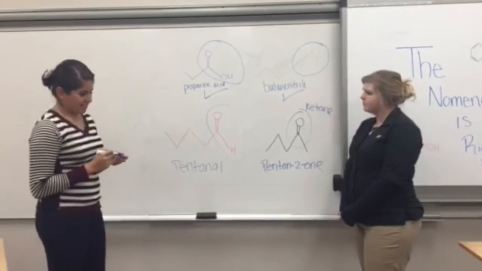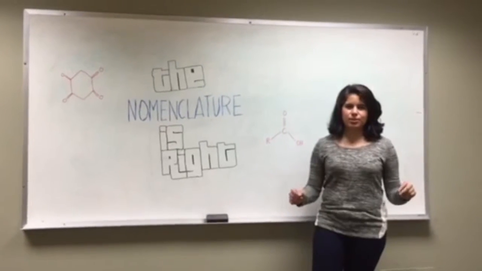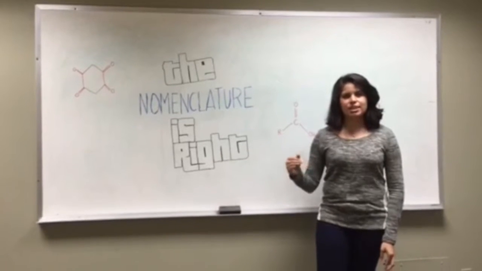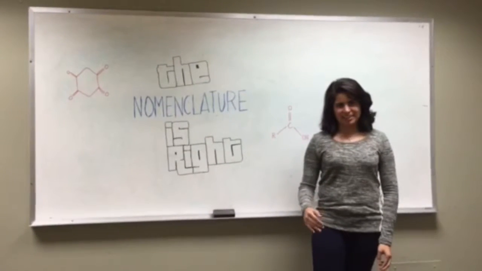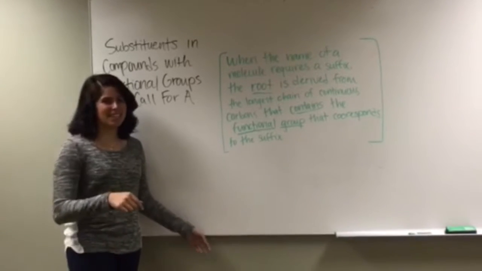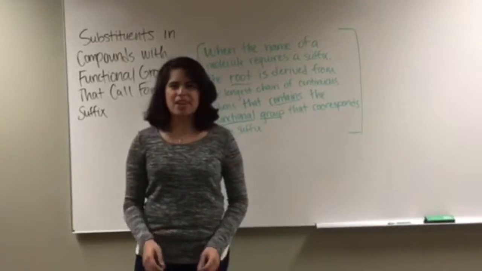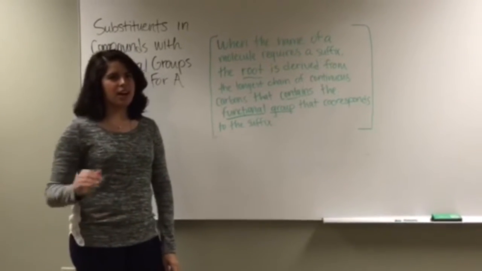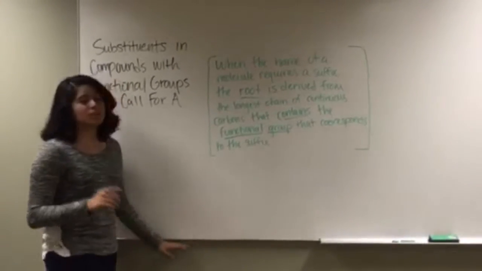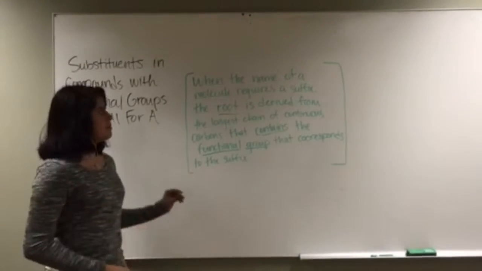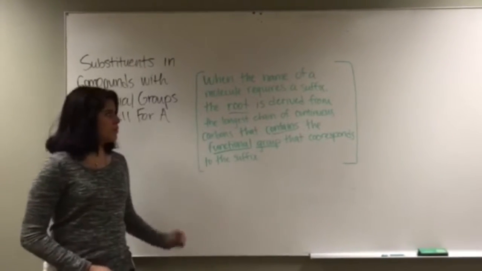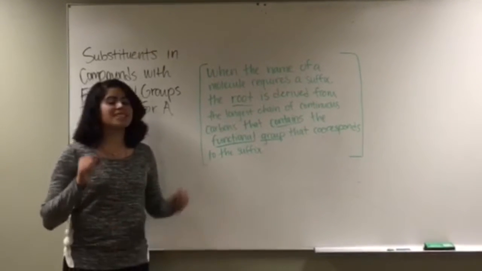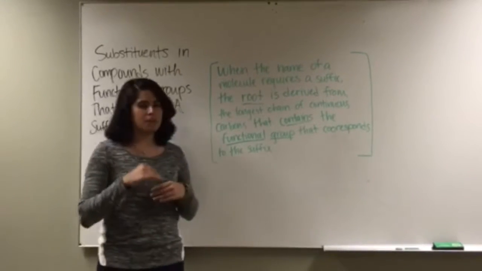Good try, Lindsey. Our second game is going to include compounds with substituents and functional groups. So we'll run down everything she needs to know before she comes down. In order to play this game, there are 2 basic rules you need to know. The first one was from the previous section, which was knowing all suffixes of the functional groups. The second one, which is the most important, is when the name of a molecule requires a suffix, the root is derived from the longest chain of continuous carbons that contain the functional group that corresponds to the suffix.